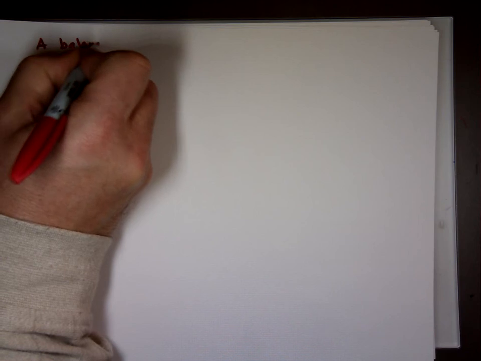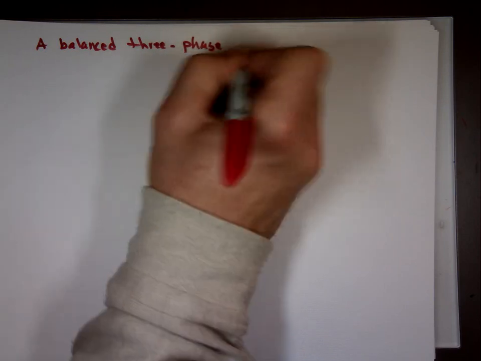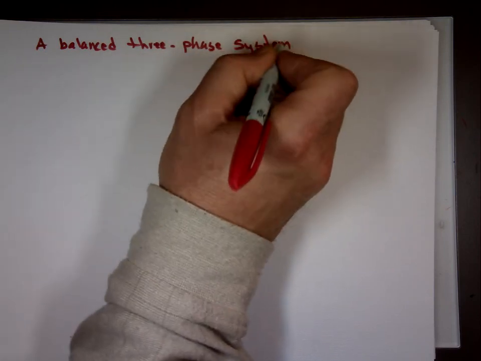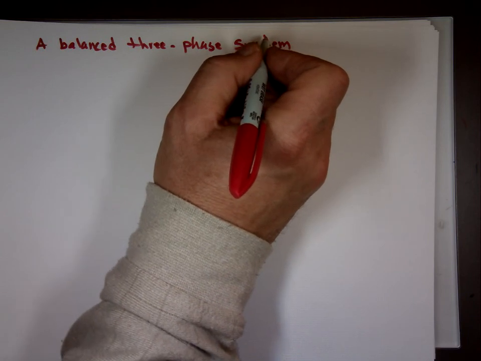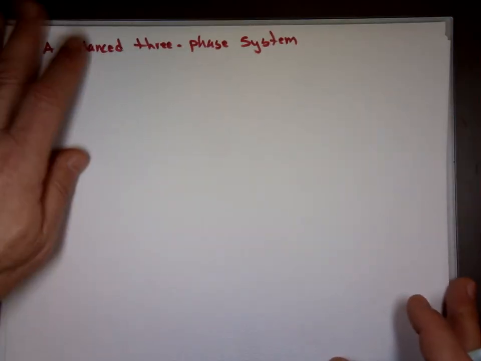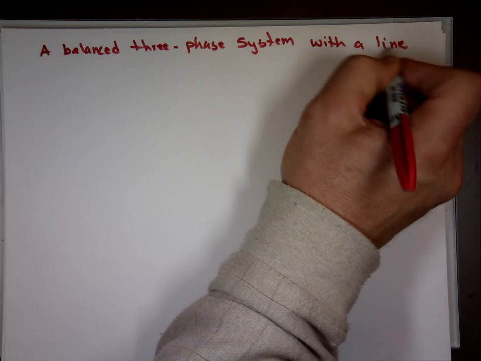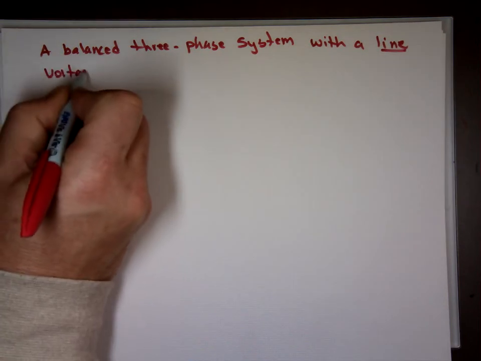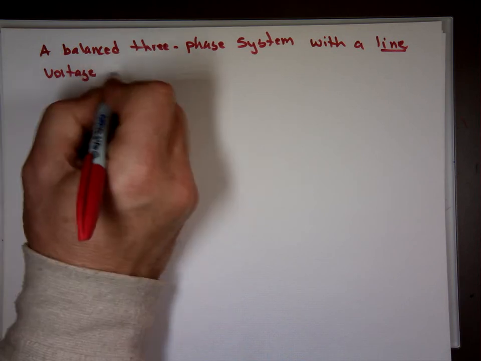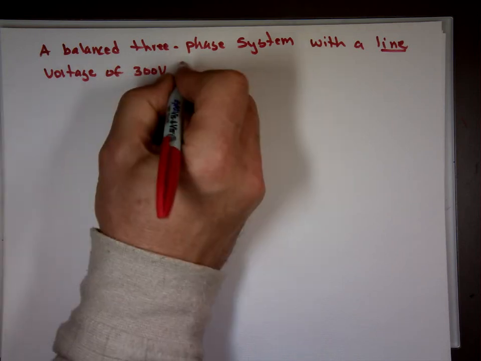A balanced three-phase system with a line voltage. Gotta be careful with the word line. With a line voltage, let me underline the word line. Voltage of 300 volts is supplying. Let's bring in the power here.